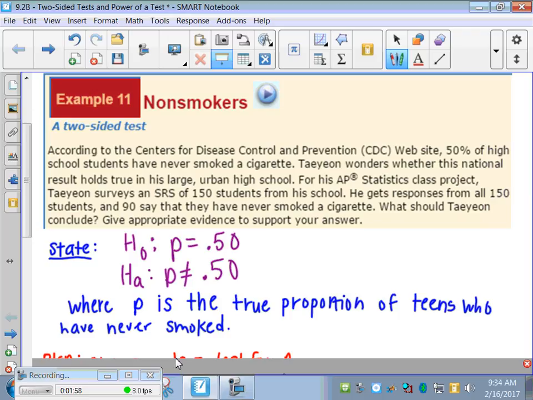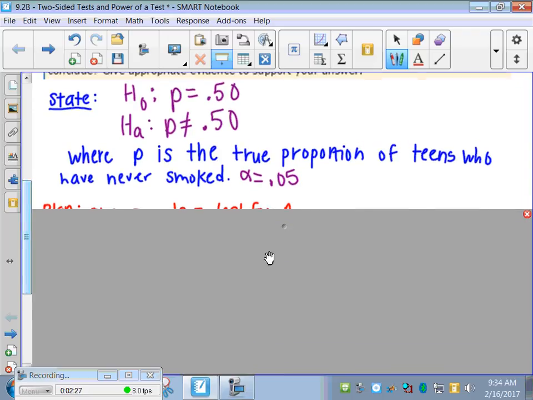What else do I have to do in the state part? There's one more thing we have to remember to do. What is it called though, you guys? Significance level, because before it was confidence level in the last part. We want to do this at a significance level of alpha is 0.05. And we use 0.05 if they don't tell you.